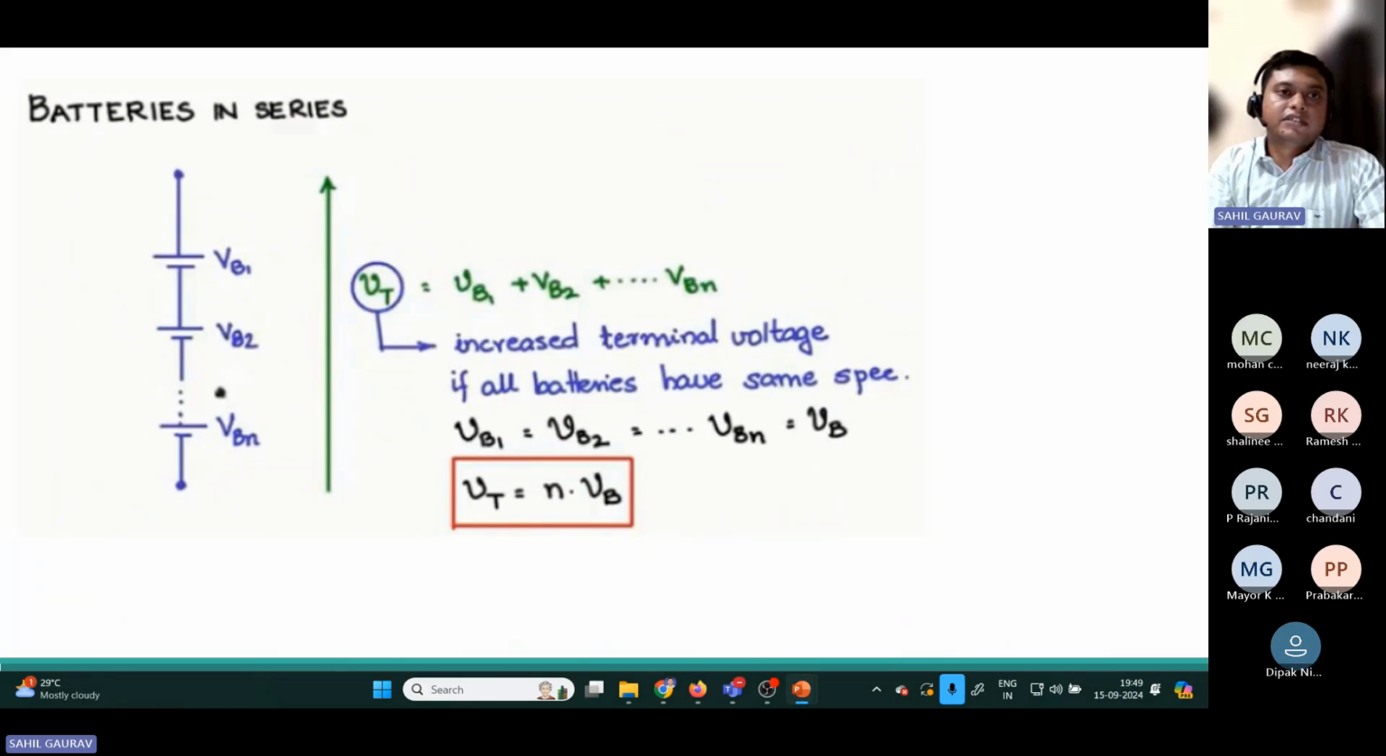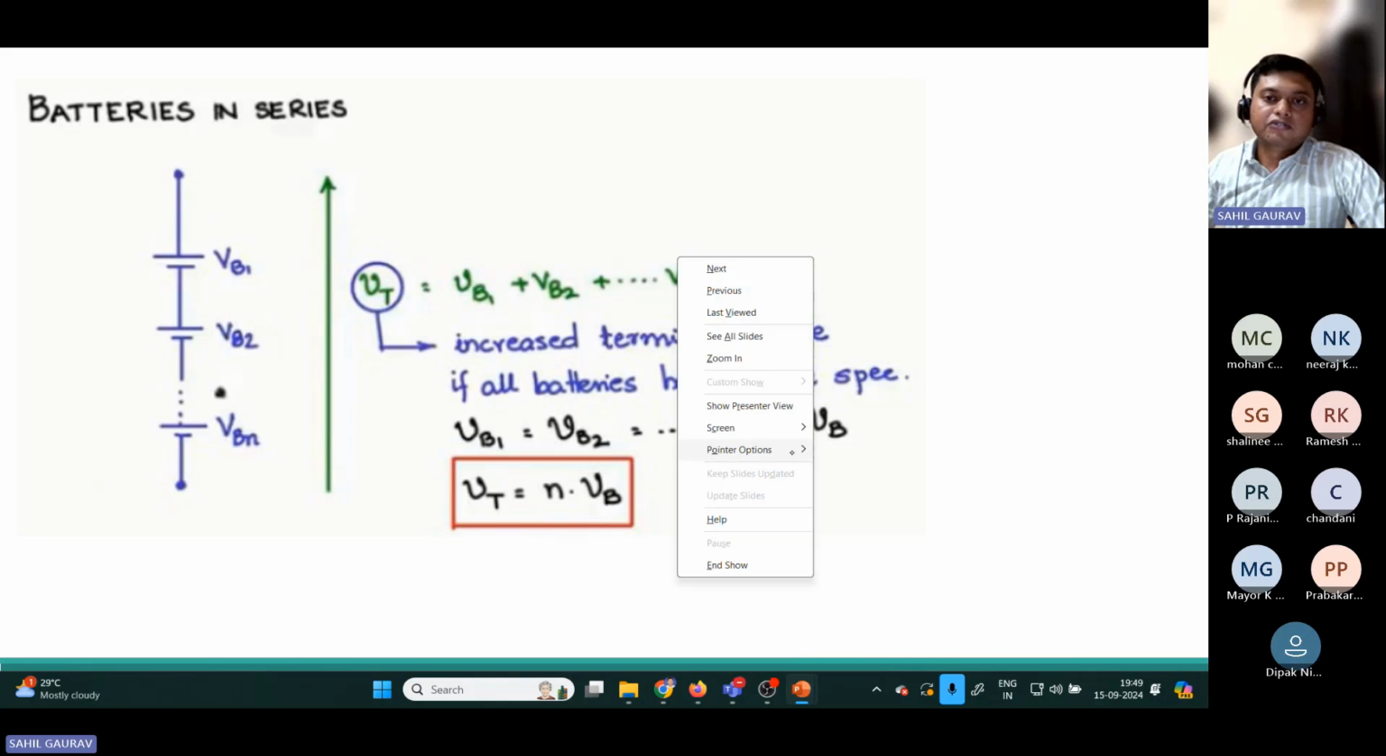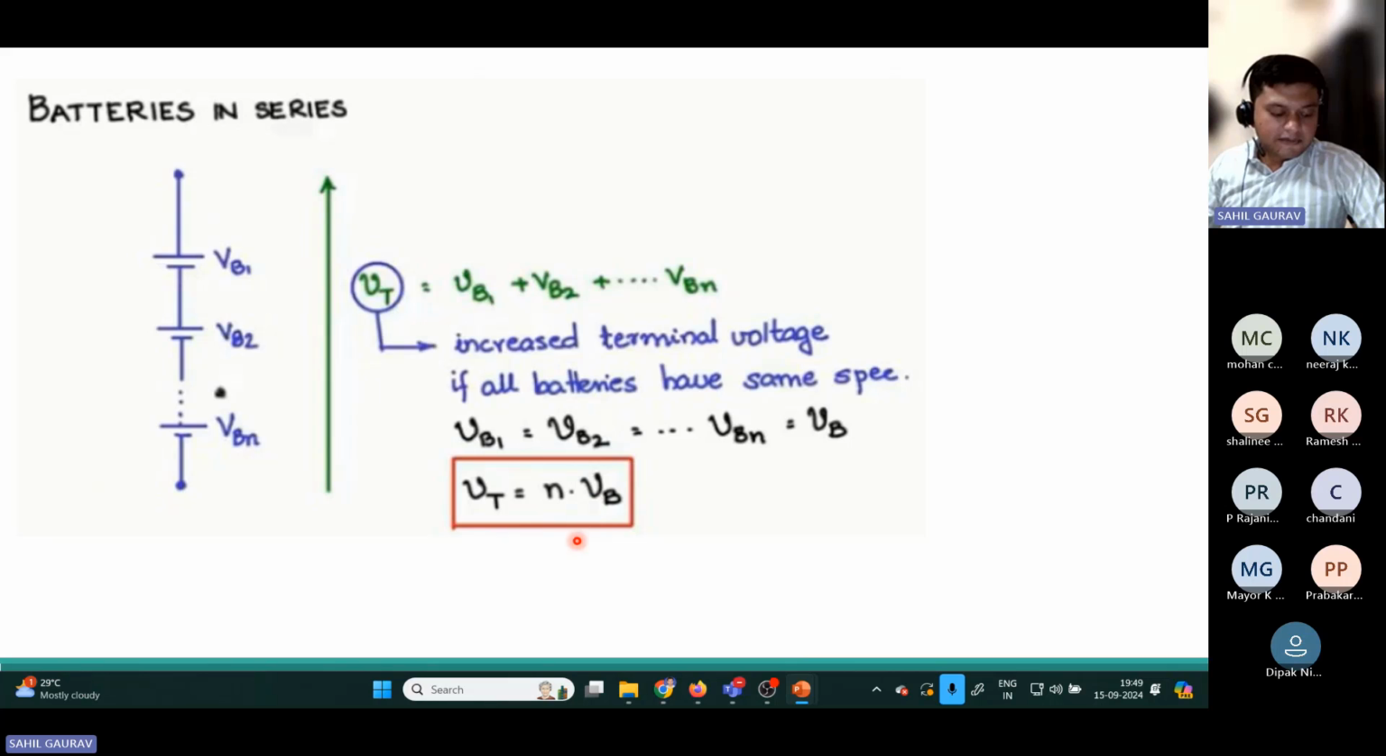So now coming to the next part, where we are going to see the battery in series. What is the need of connecting batteries in series? We can see that it increases the terminal voltage, and it will have lower current for fixed power, which will reduce our power loss. If all batteries have the same specification, then you can write V1, V2, correspondingly VN equal to V. So it will be VT equal to N times V.